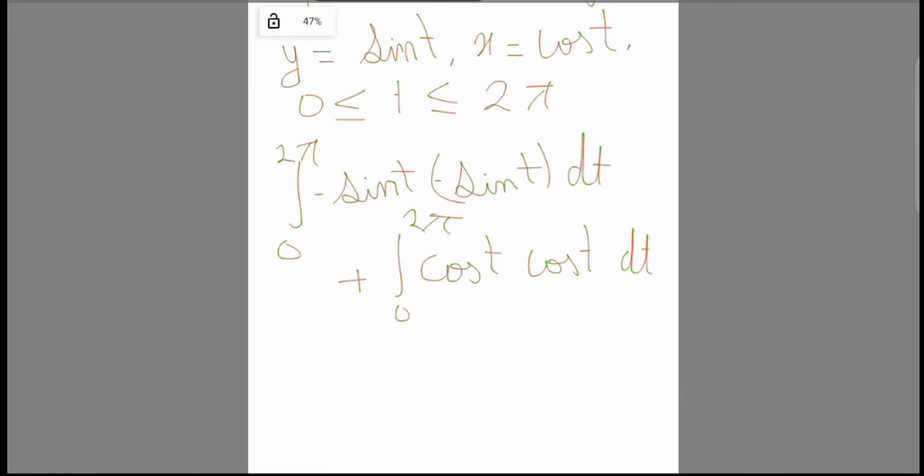Now we can add the integrals and simplify, from 0 to 2 pi. Minus times minus is plus, so we get sin squared plus cos squared, which is 1. Wow, that is just equal to 2 pi. So we got the same answer in both cases, and we have verified Green's theorem. The double integral over the region was equal to 2 pi, and if we integrate over that curve, the boundary, again we get 2 pi. Thank you.